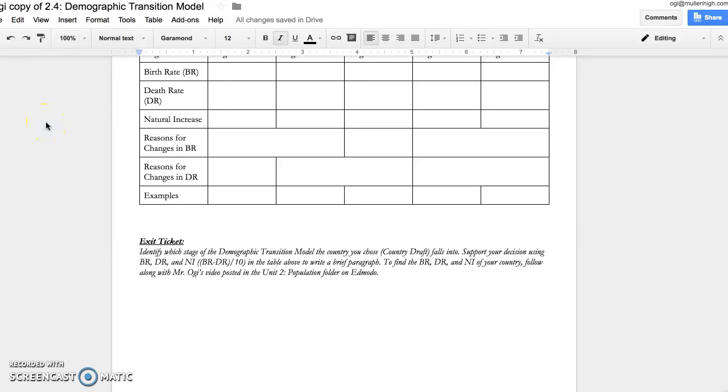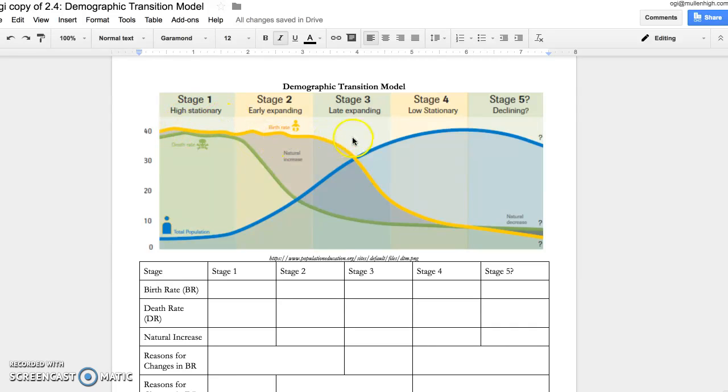Good morning, period 5. This is a video to help you with your exit ticket for 2.4, the demographic transition model. Your exit ticket is to identify which stage of the demographic transition model the country from your country draft falls into. So which one of these 5 stages does your country fall into?